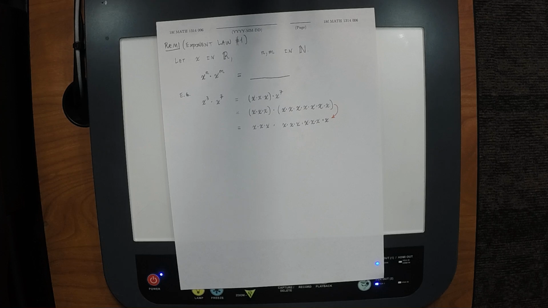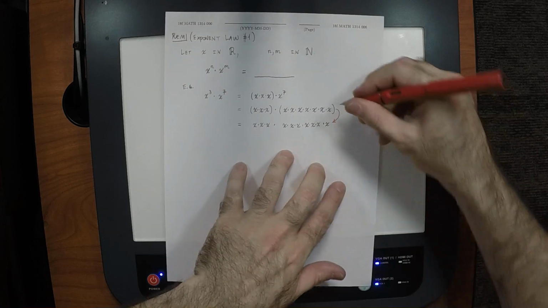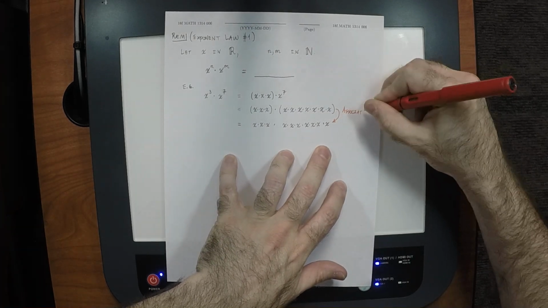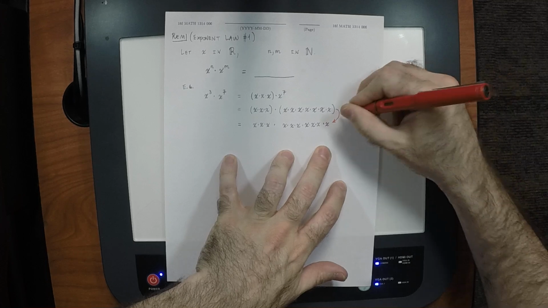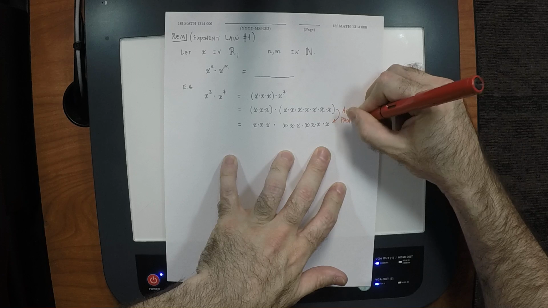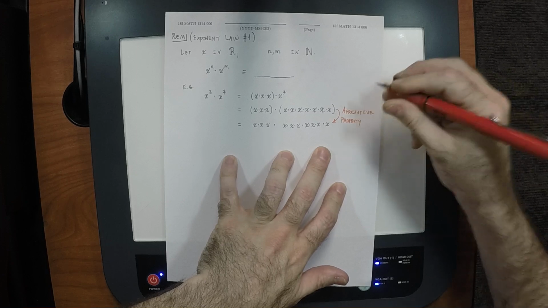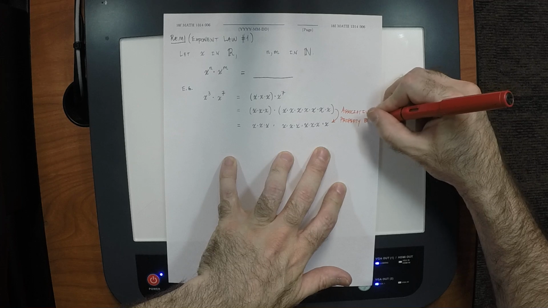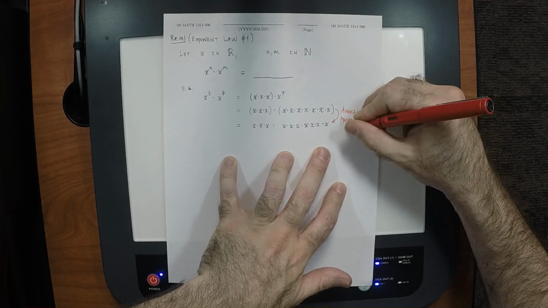Associative. Oh yeah, okay, that's it. So this is the associative property. And these are things that you're going to have to know by name. So the associative property of multiplication.